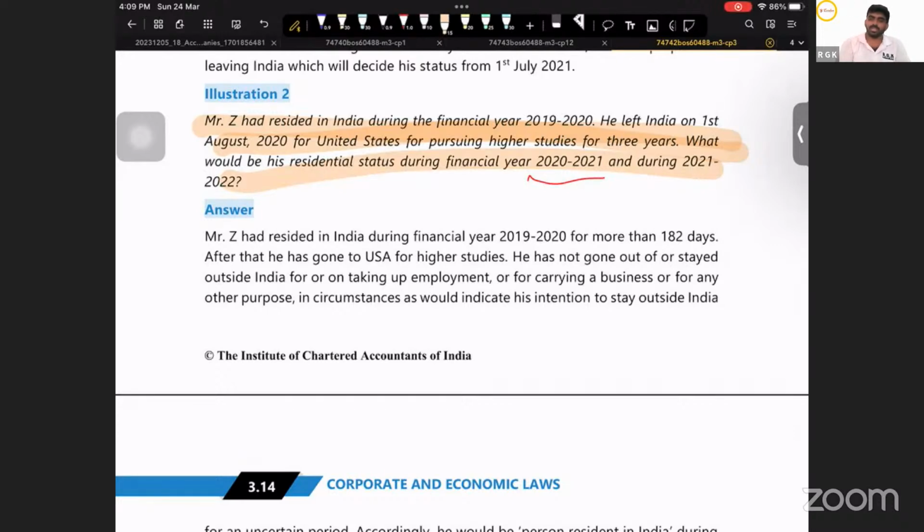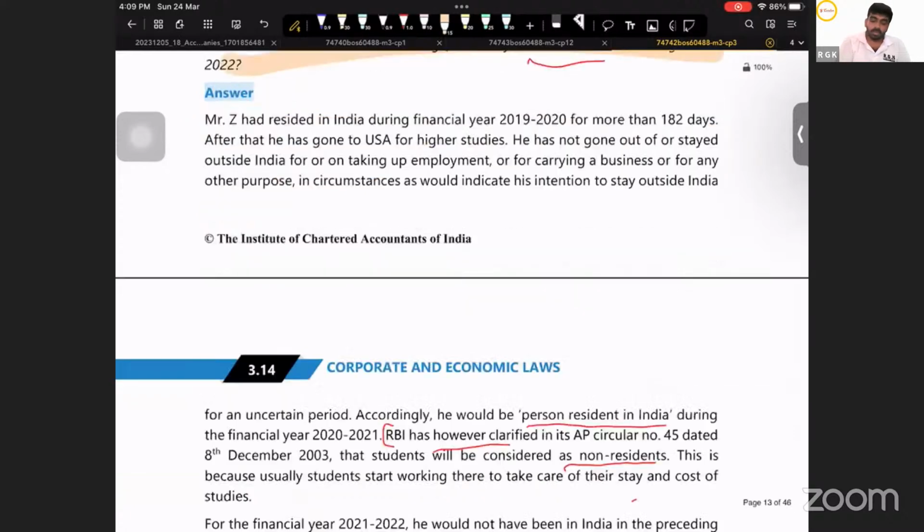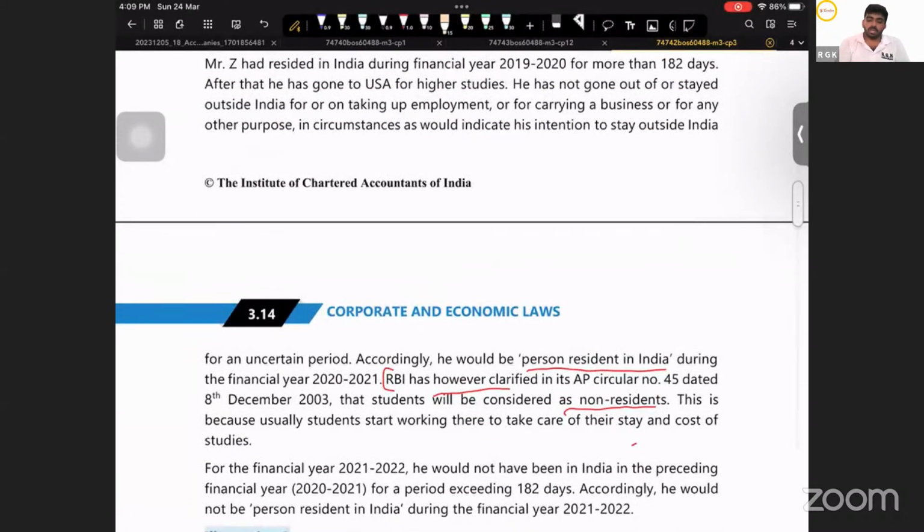classified as person resident in India. However, RBI through its AP circular number 45 dated 8th December 2023, has clarified that students will be considered as person resident outside India or non-residents. This is because usually students start working there to take care of their stay and cost of studies.